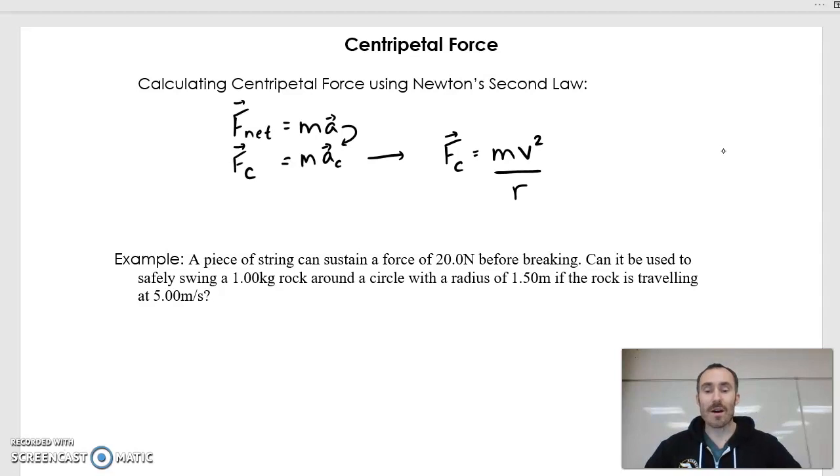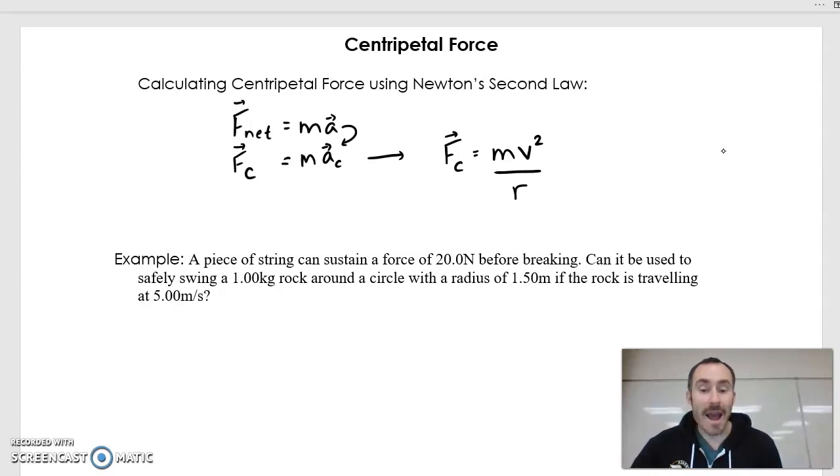Now let's try example 1. A piece of string can sustain a force of 20 newtons before breaking. Can it be used to safely swing a 1 kilogram rock around in a circle with a radius of 1.5 meters if the rock is traveling at 5 meters per second? It's a weird situation. Only in physics do you try and swing rocks around in a circle at the end of a rope. Or if you're my son, he would definitely do that.